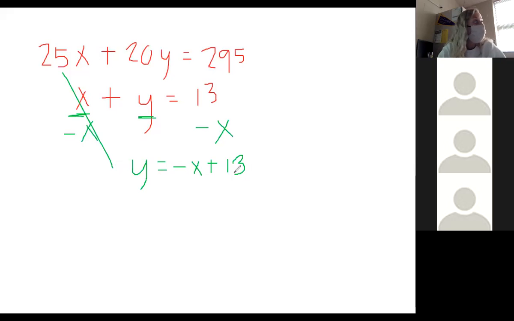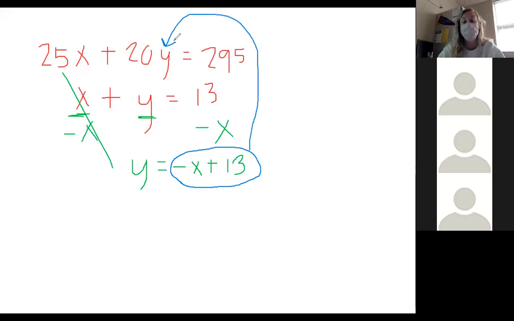And then let's review our substitution, because some of you said you liked substitution better. Where can I put this negative x plus 13? In for y in the other equation. You can't put it into the one you got it from. That's not going to help you solve anything. You put it into the other one. So I'm going to do 25x plus 20, and then instead of y, I'm going to put in negative x plus 13.